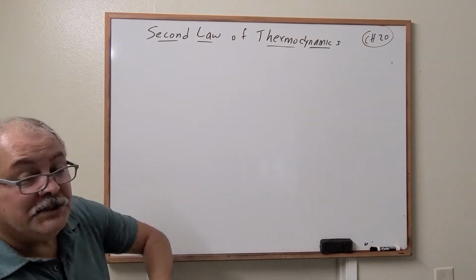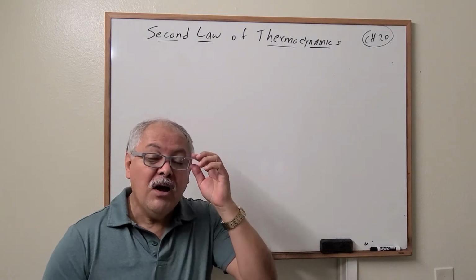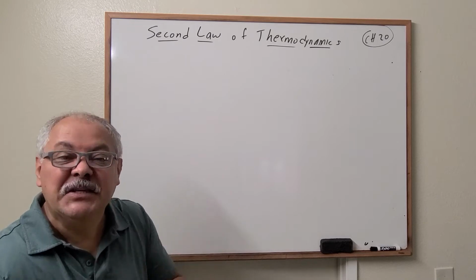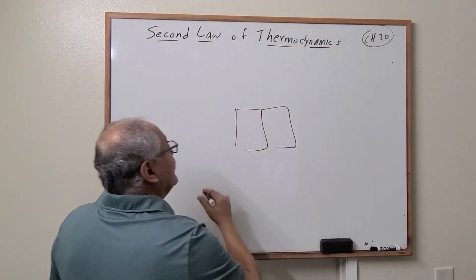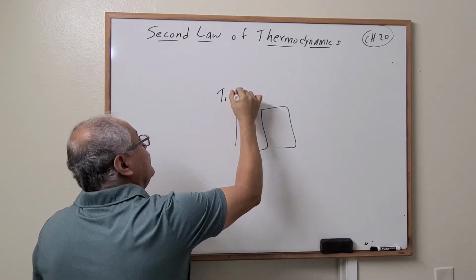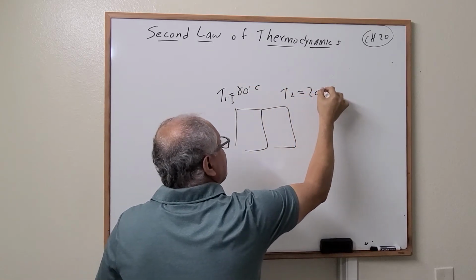Okay, let's go to chapter 20. This is the second law of thermodynamics. One of the definitions for the second law of thermodynamics is in this way. If you have these two objects, one at temperature T1 equals 80 Celsius and T2 equals 20 Celsius.